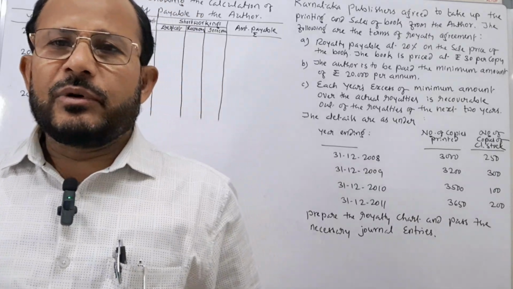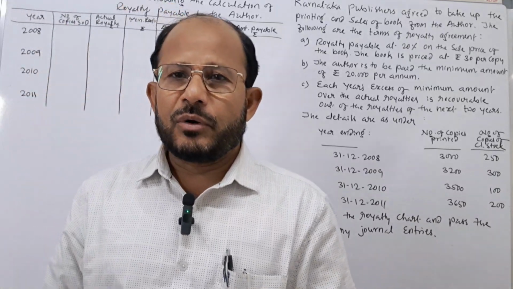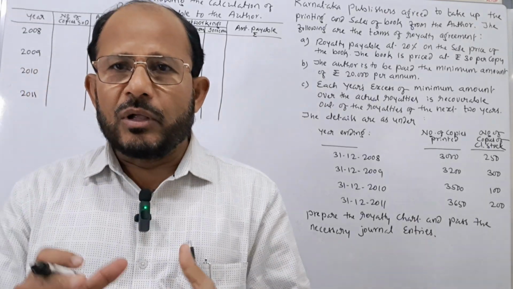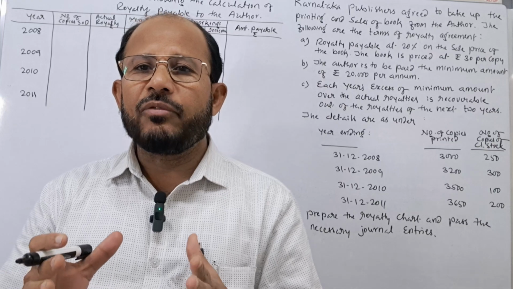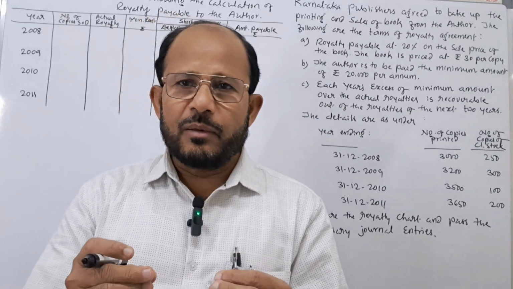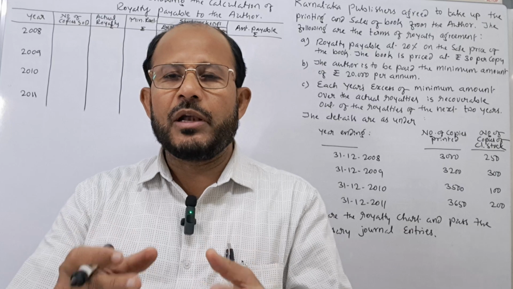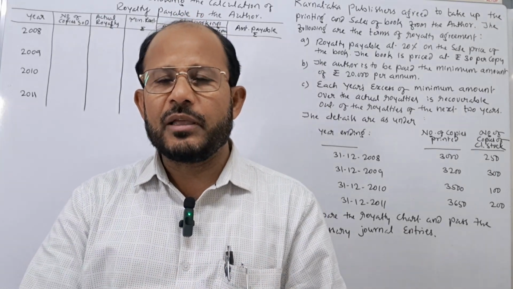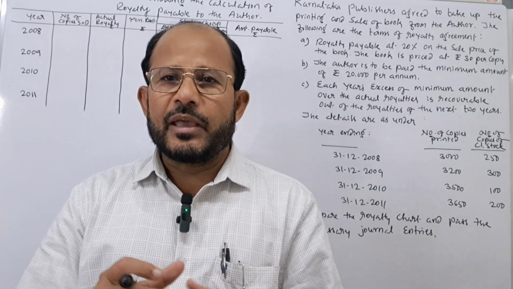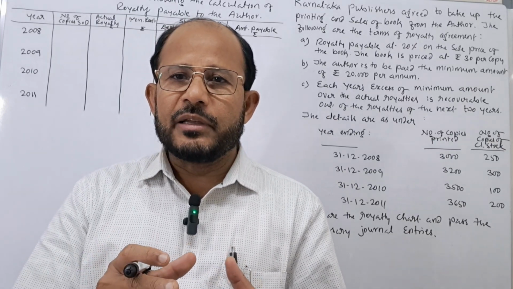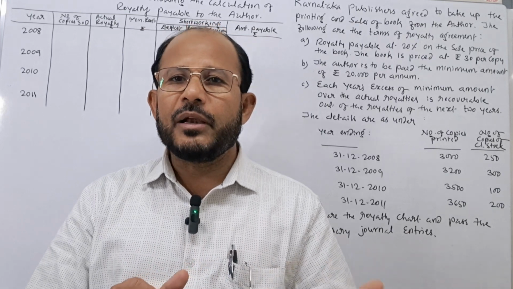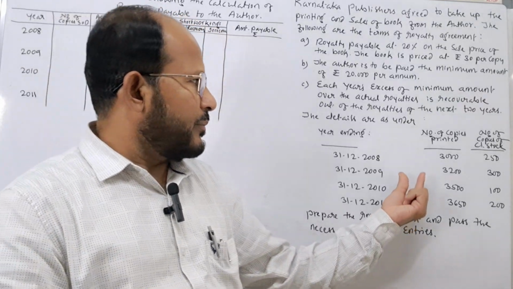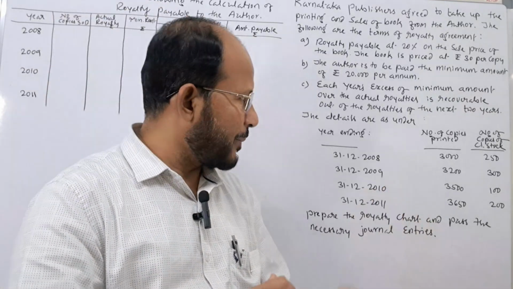Dear students, try to understand here. The actual royalty is paid to the author on the basis of the number of copies sold. Therefore, if the number of copies sold is more, more royalty will be given. If the number of copies sold is less, less royalty will go to the author. In case the actual royalty is less than the minimum rent, the minimum rent is required to be given to the author. In this problem, what they have given, we'll see.